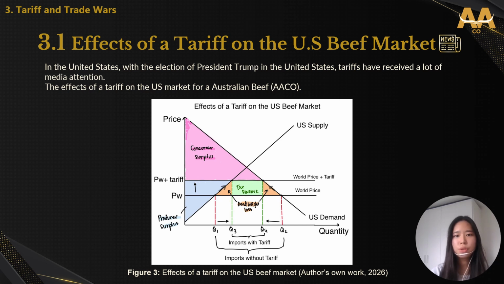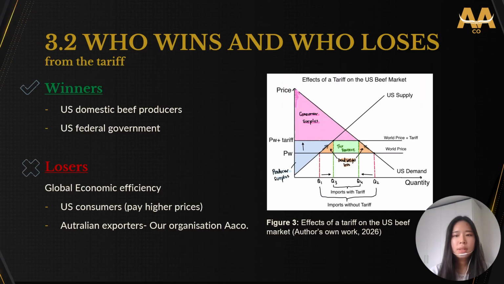The volume of imports, including our beef, shrinks from the original gap down to a smaller gap between Q3 and Q4. And critically, two areas of deadweight loss emerge, representing economic transactions that would have benefited both buyers and sellers but no longer occur. So who wins and who loses?